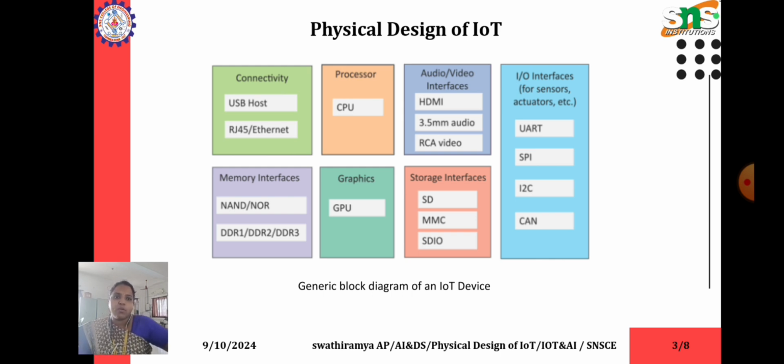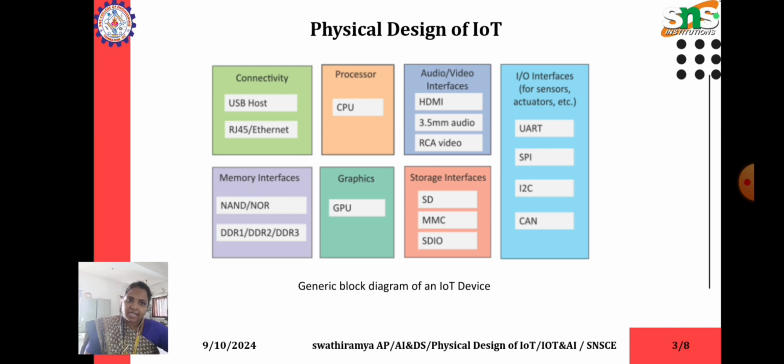Next, we are moving towards the audio video interface. We have three parts in the audio video interface, starting with HDMI. HDMI stands for High Definition Multimedia Interface. This interface is used to transmit high definition video and audio signals from the IoT device to display devices like monitors and TVs.